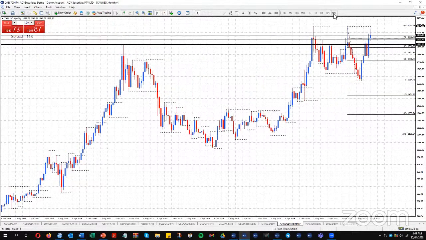Structure on the monthly chart, as I've been saying, we are in a downtrend. We could be putting in a further lower top. Is this another lower top? That's kind of a double top. That is a lower top to that top. Is this a further lower top in that area?